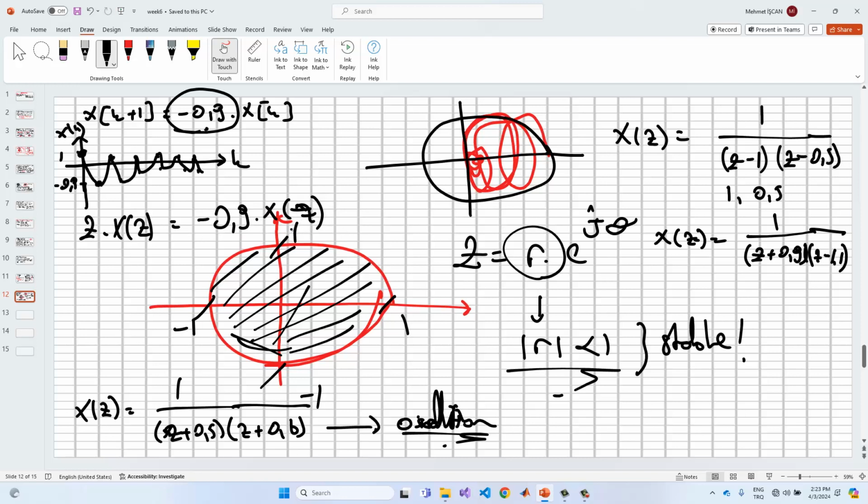And so if we take this value, X(z) is equal to what? The z plus 0.9 is 0. And so we have the response of this system. Okay? We can check it easily just using this theorem. Okay?